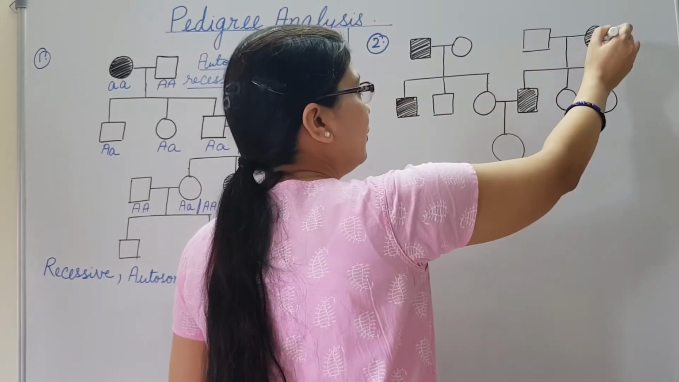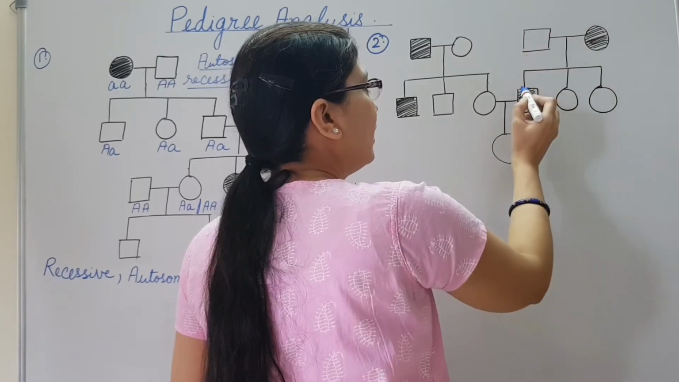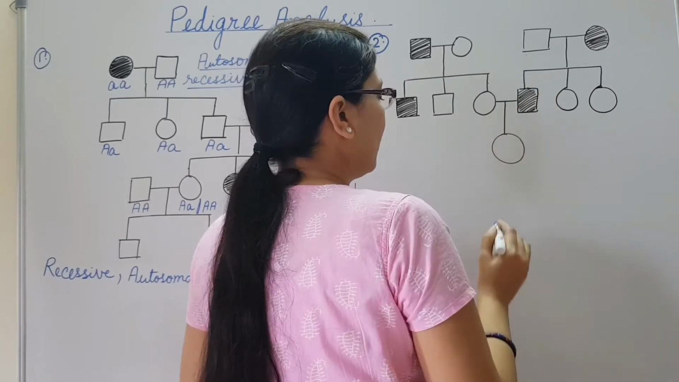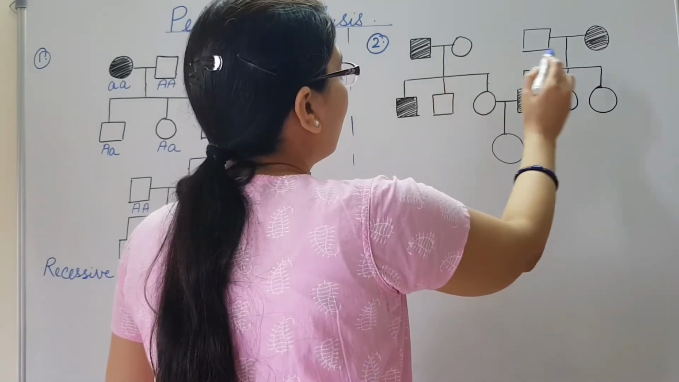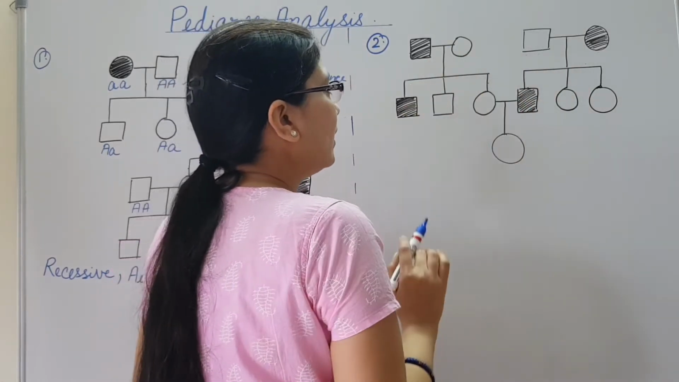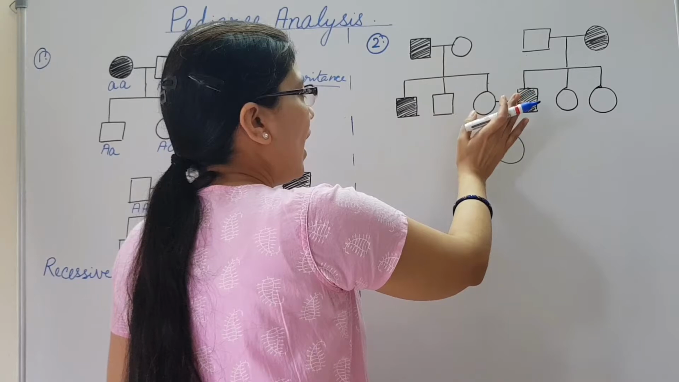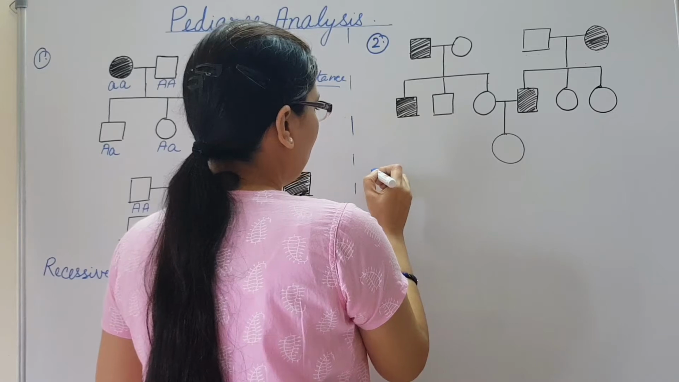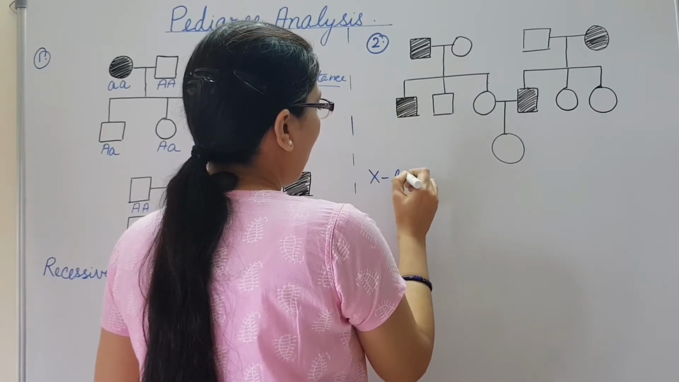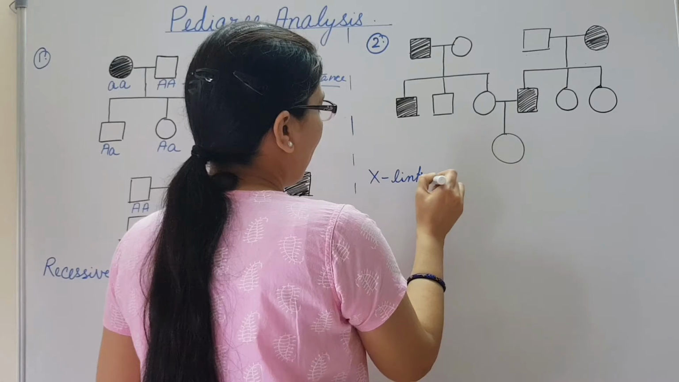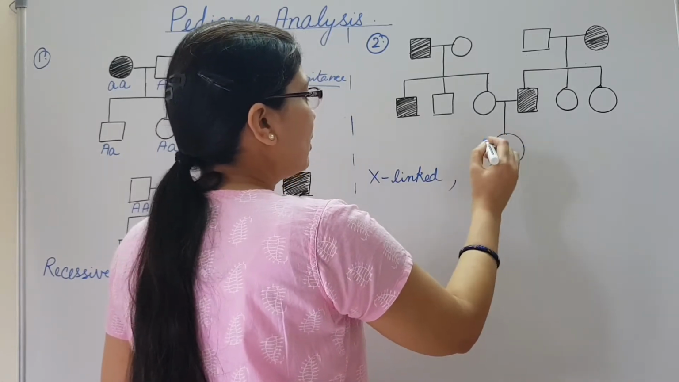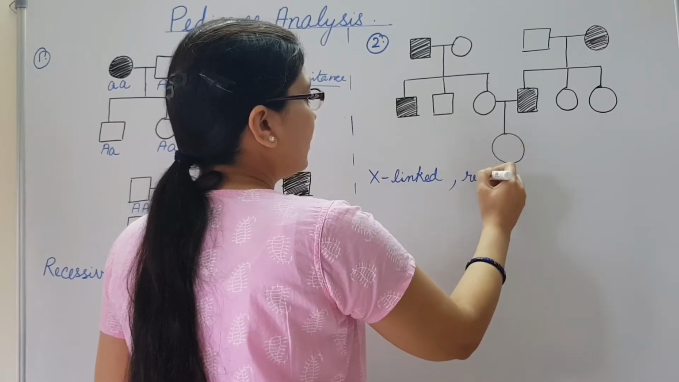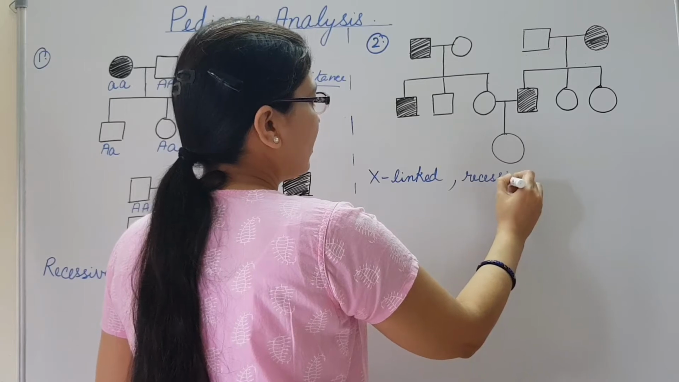And here affected female mates with unaffected male, and in the next generation this male is affected. That means it is not due to the Y-linked inheritance. And in this, male and female are not equally affected. That means it is due to the X-linked genes. And this X-linked gene may be recessive, because in the third generation, what we see is that the offspring is unaffected.